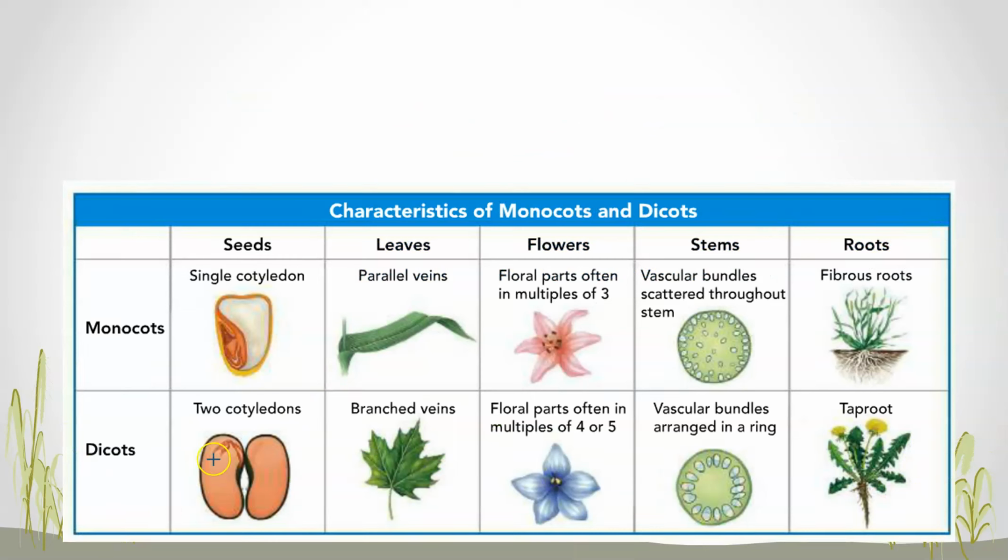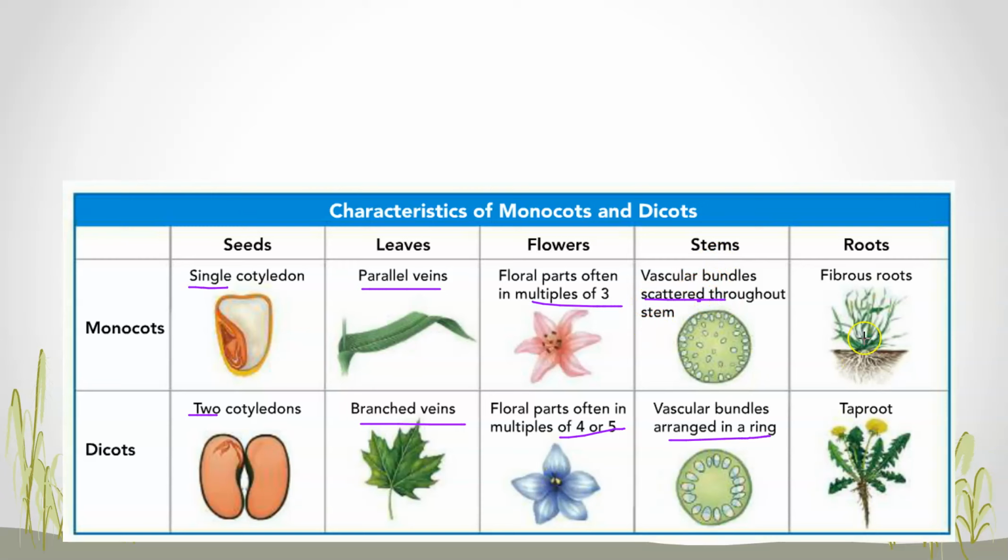Mono means one, di means two. These are seed leaves inside of a seed to help the plant grow when it's sprouting and germinating. Monocots have parallel veins, and dicots have branched veins. You can see there's a maple leaf. Flower parts are multiples of 3 in monocots and multiples of 4 or 5 in dicots. In dicots, vascular bundles are arranged in a ring. In monocots, they're scattered, no rhyme or reason.